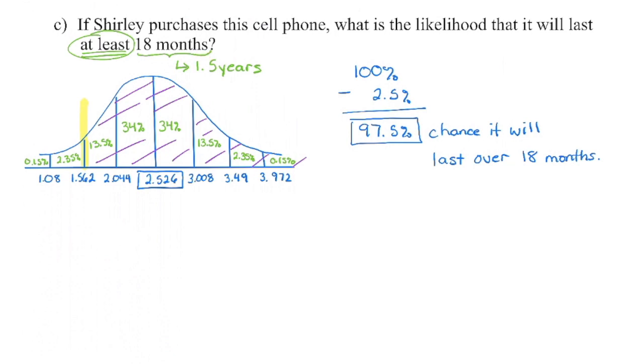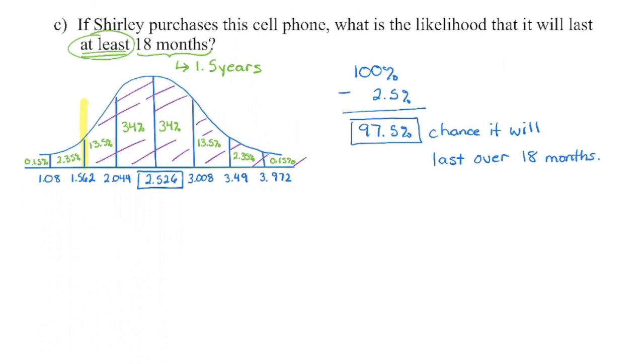So the closest deviation I have to that is going to be this one here. Now, my phone has to last at least 18 months. If I choose anything down here, my phone has not yet made it to that 18-month mark. So we want a phone that's going to last over that. So these are the values I'm looking at.